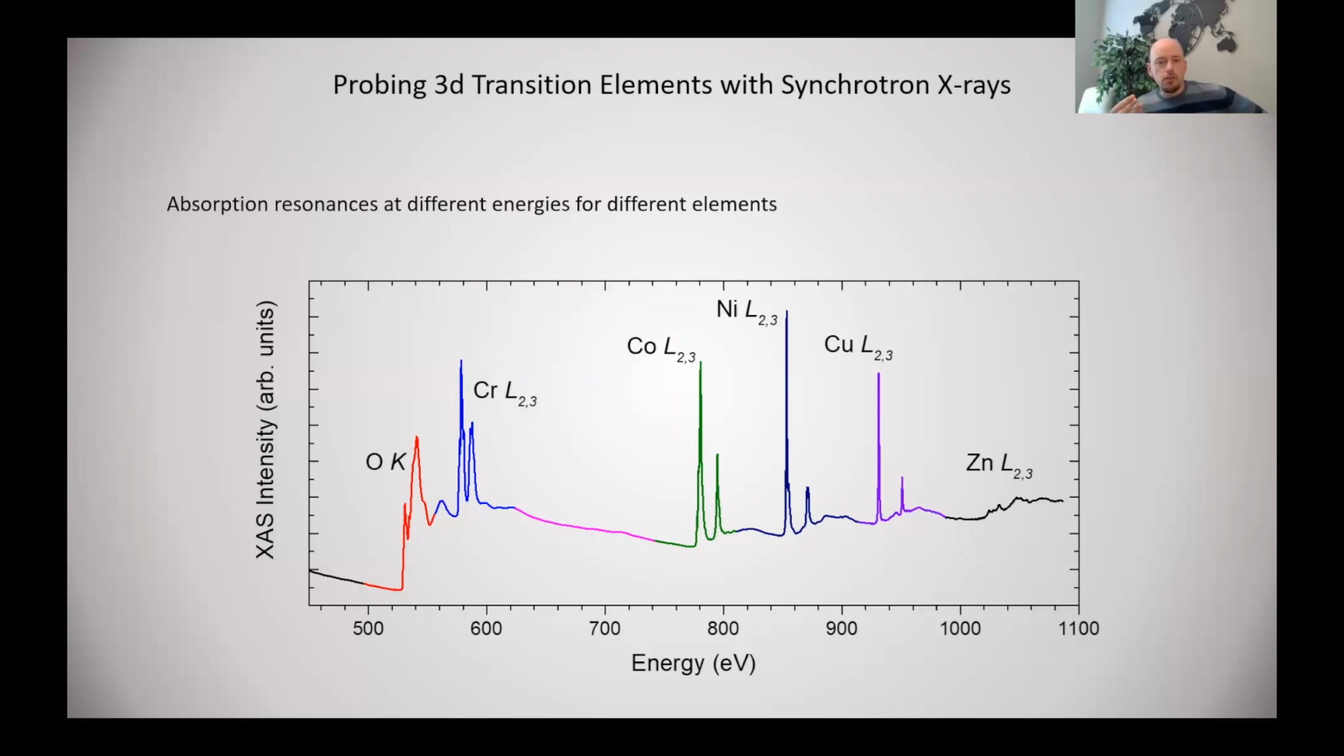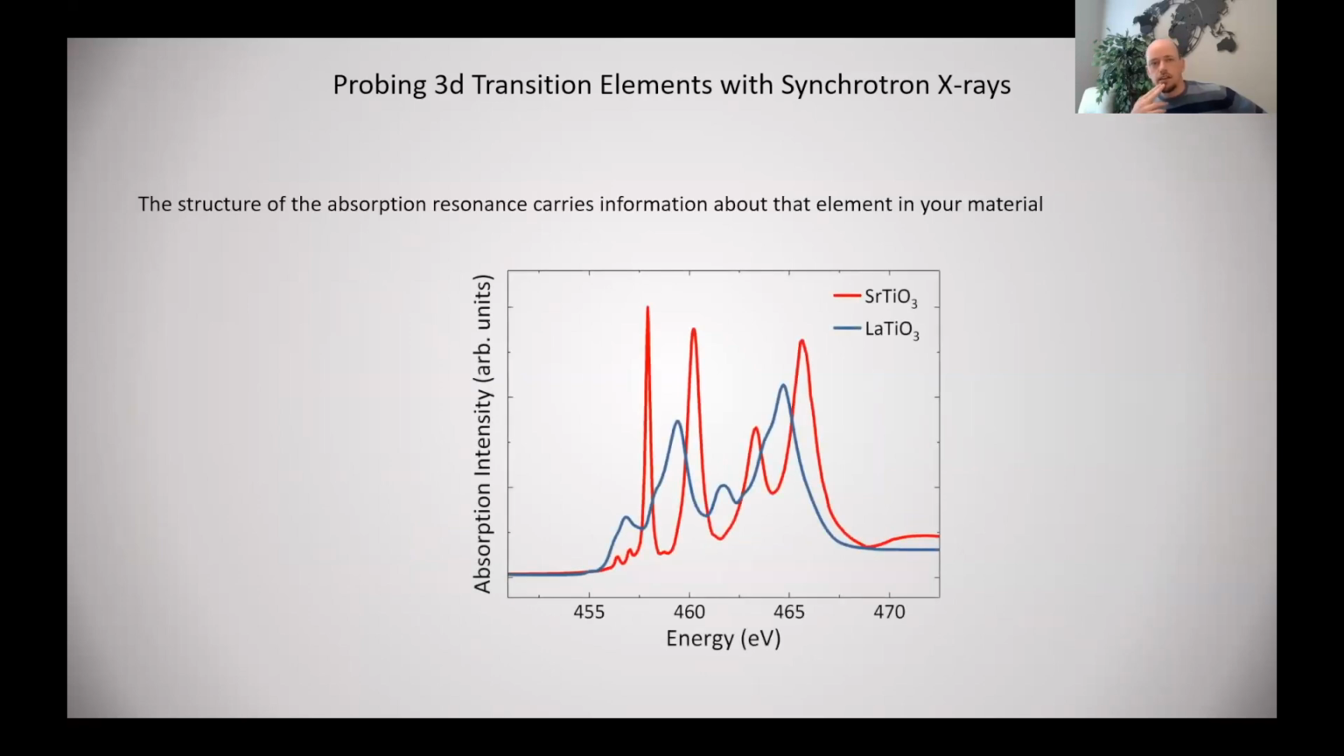And if I were to zoom in on those, you would see a fine structure of various peaks that carry information about the specific state of that element in the material. And so I show that on this slide here. The fine structure around the absorption element carries information about that element. So I have a plot here of two very similar materials, strontium titanium O3 and lanthanum titanium O3. And we're looking specifically at the titanium resonance. So titanium is atomic number 22. It's one of the 3D transition elements.